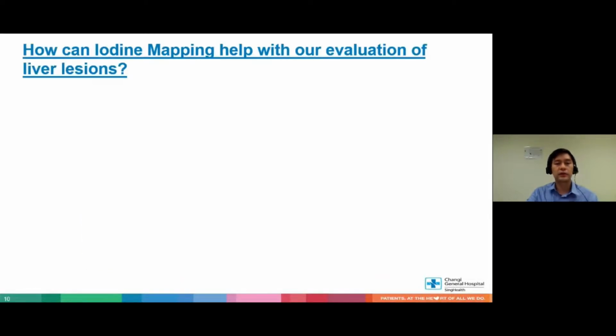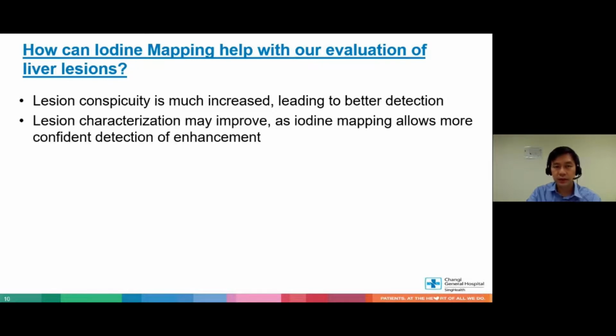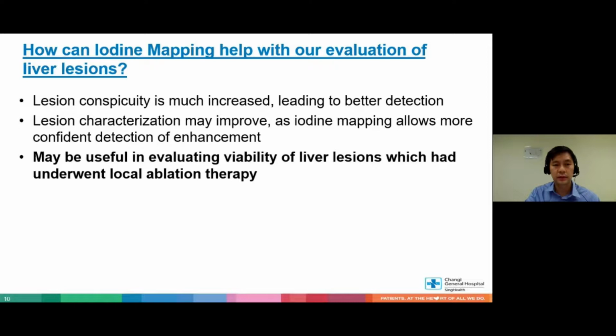So how can iodine mapping help with our evaluation of liver lesions? Number one, we think that lesion conspicuity is much increased, leading to better detection. It's somewhat similar to what Dr. Pao was talking about when he was using the SMI. By using SMI to make the lesions more conspicuous, iodine mapping to a certain extent also helps with detection. We think that lesion characterization can be improved because iodine mapping allows more confident detection of enhancement. And really, I think the most important thing to us is that it's quite useful in evaluating viability of liver lesions which have undergone local ablation therapy.